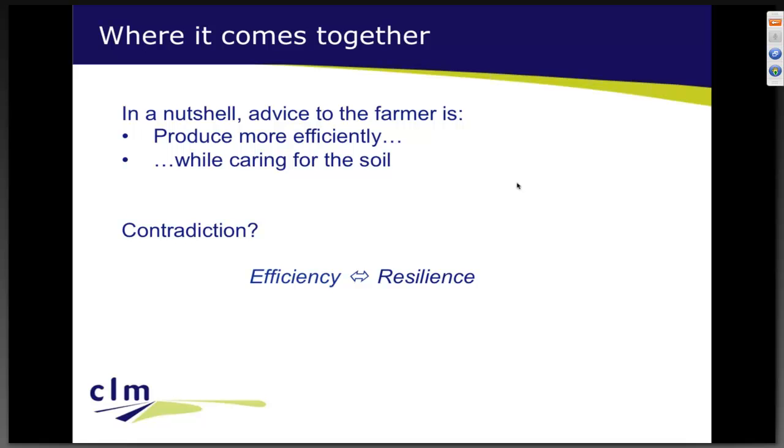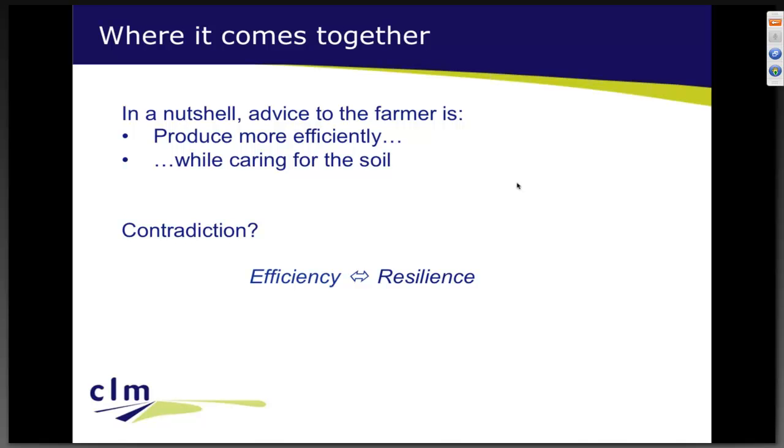So it's very simple really. It's not very complicated. In a nutshell, the advice to the farmer is produce more efficiently while caring for the soil. That's all. Again, you may wonder whether there's a contradiction there, because efficiency and caring for the soil at the moment is not always in the same direction. So there's a trade-off probably, or at least there's a dilemma between efficiency and resilience.